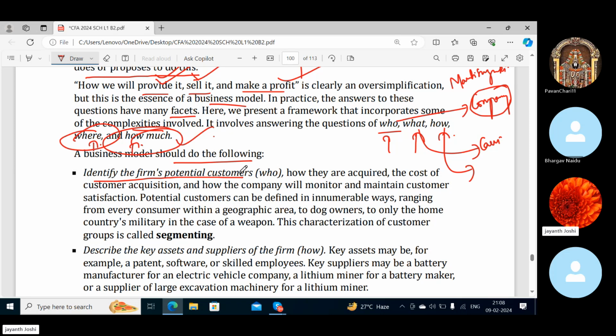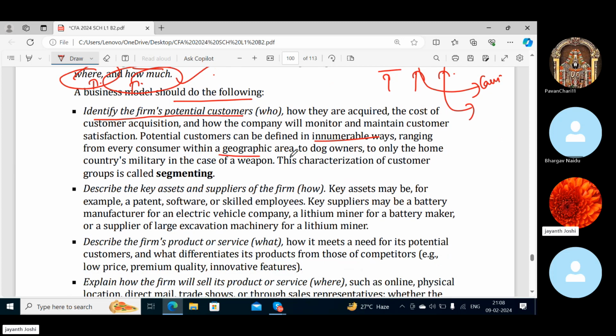Or if I say Johnson & Johnson make products for whom? For kids, for babies. So we'll read out these points: identify a firm's potential customers, who, how they are acquired, and the cost of customer acquisition. Acquired in the sense of how you get your customers, how much money you are spending to get them, and what you are giving them to make them satisfied. Potential customers can be defined in innumerable ways, ranging from every consumer within a geographic area, to dog owners, to only the home country's military in the case of a weapon.